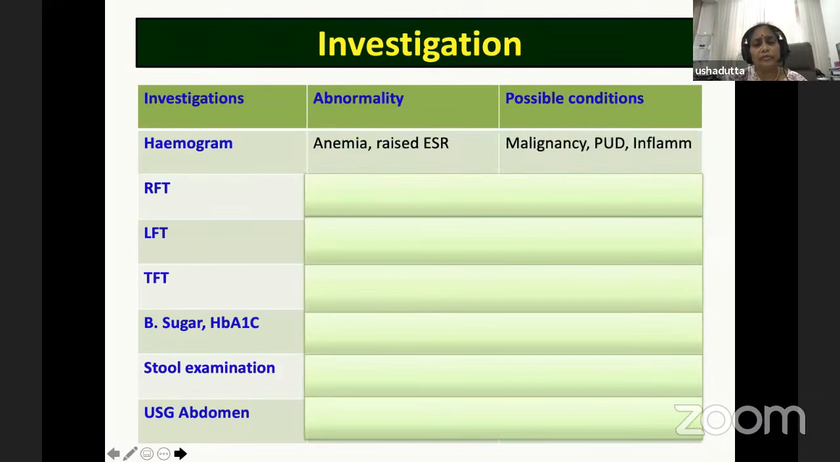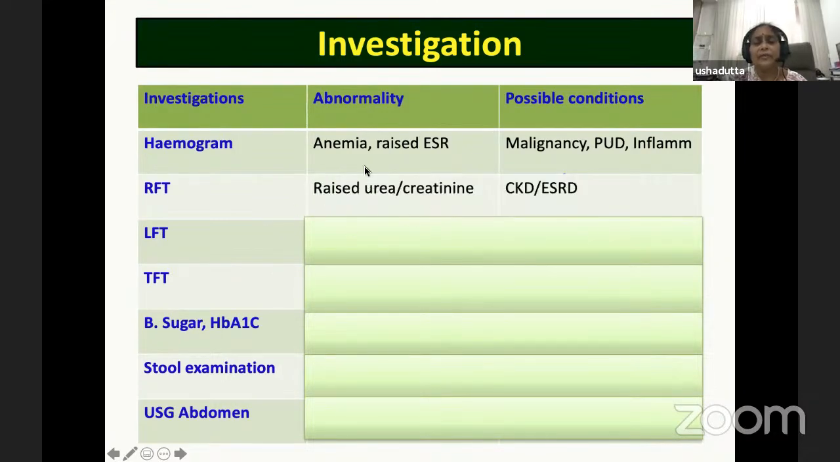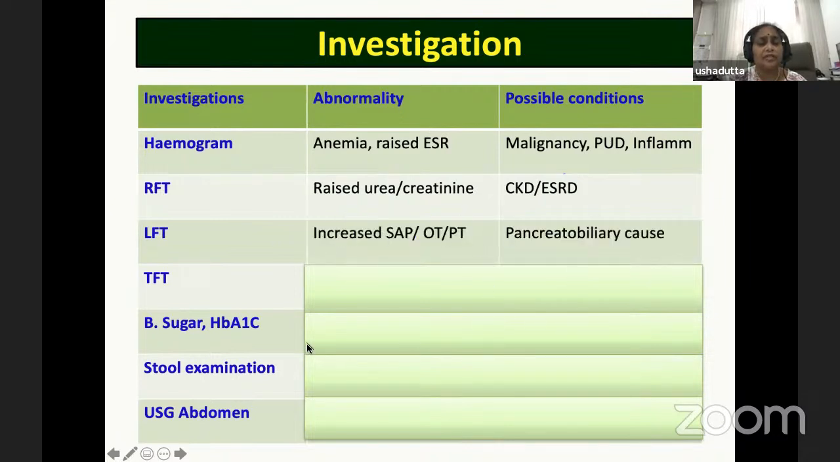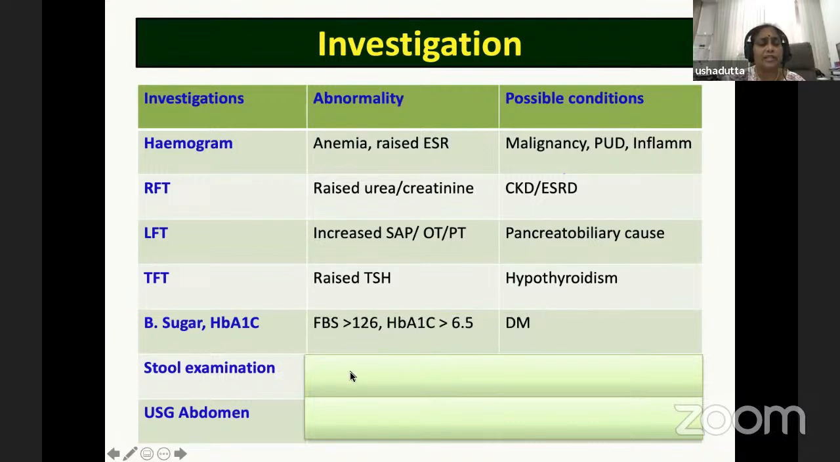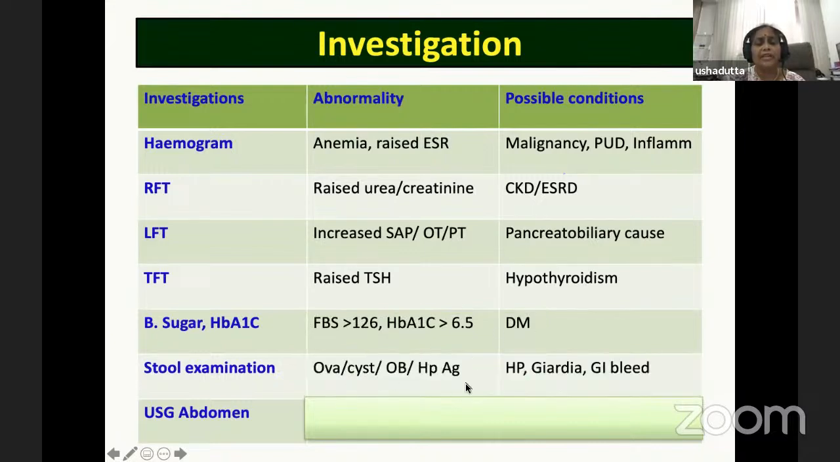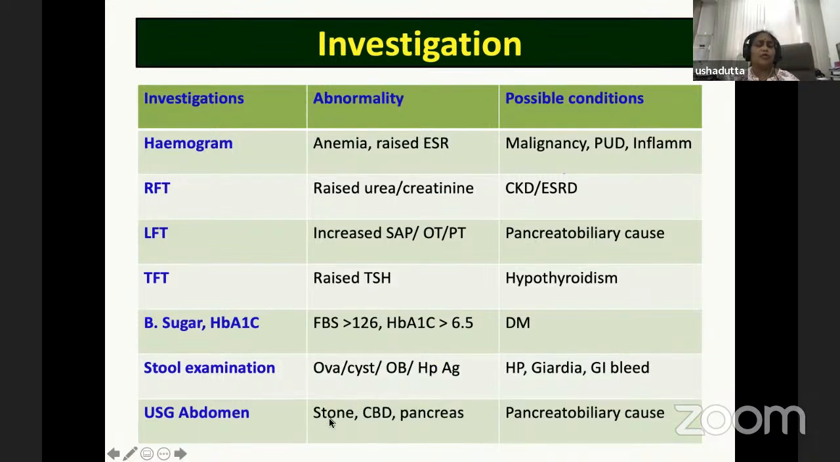So in the hemogram, what will we find? We may find anemia, raised ESR to suggest a malignancy, peptic ulcer disease, or inflammation. We may find elevated renal function tests to suggest underlying kidney disease, abnormal liver function tests to suggest a pancreaticobiliary disease, raised TSH to suggest hypothyroidism, and a blood sugar which is elevated to suggest diabetes, and a stool examination to suggest presence of pathogens as well as GI bleed, and an ultrasound to look for gallstones, CBD stones, and pancreas to look for a pancreaticobiliary cause. So it is just this basic investigation which is required in these patients.